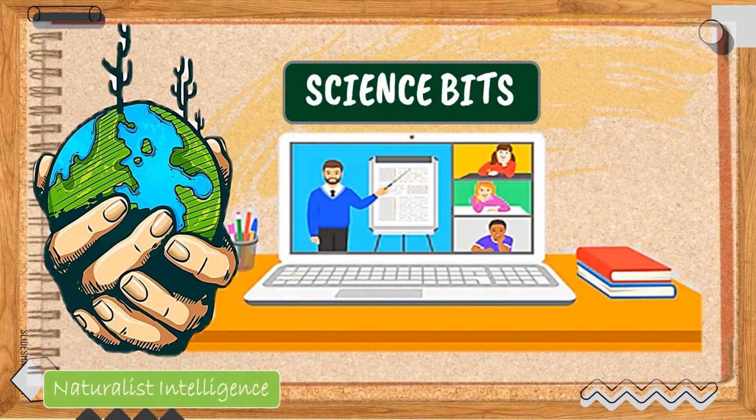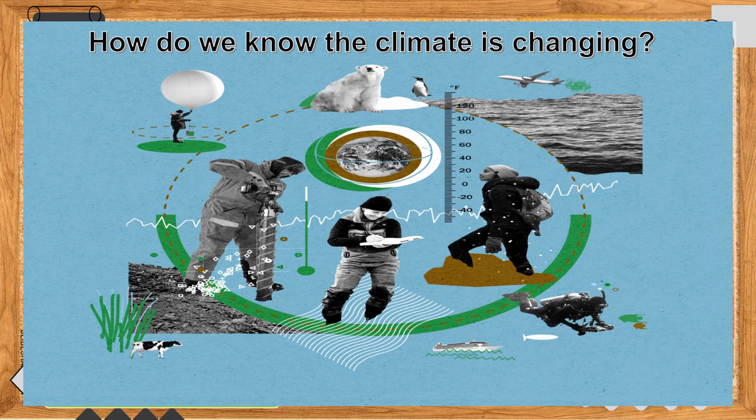Let's have a bit about science. Okay, let's use our naturalist intelligence. So, how do we know the climate is changing? The scientific community is certain that the Earth's climate is changing because of the trends that we see in the instrumented climate record. So, you will look at the picture, and we use different instruments, just like what we have talked about using weather instruments.